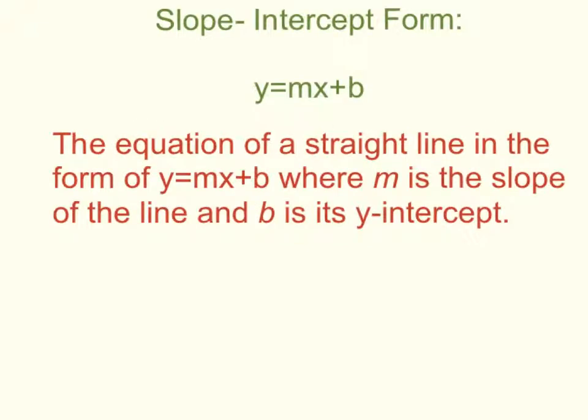All right, slope-intercept form is, I'm sure you've seen it. You may have worked with it a little bit, but we haven't in our class yet. It's y equals mx plus b. And just the definition of the slope-intercept is it's the equation of a straight line in the form of y equals mx plus b, where m is the slope of the line and b is the y-intercept.